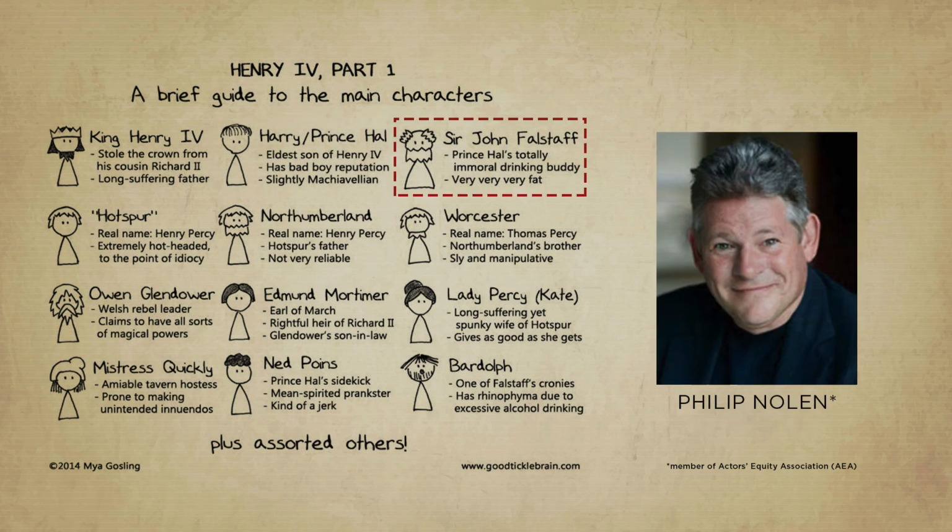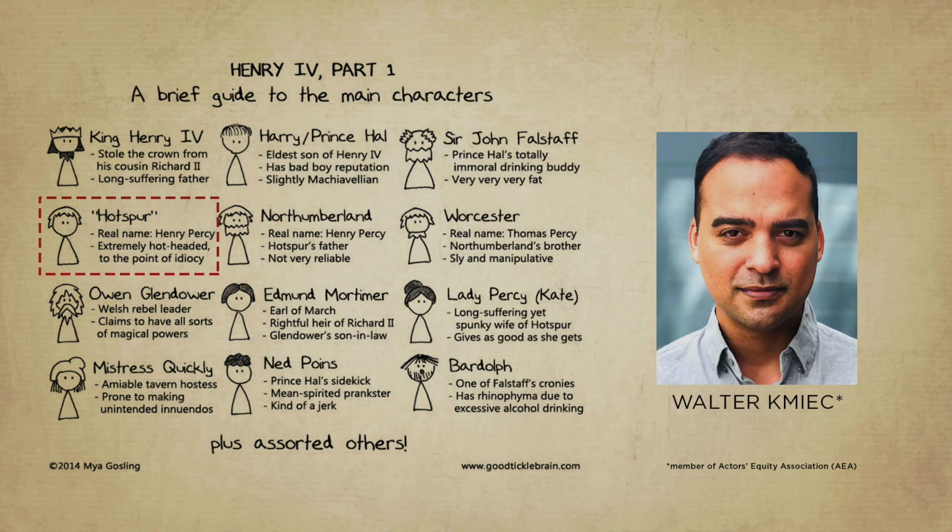He has a plan for how he's going to go from being a drunken wastrel to being the best king ever. Sir John Falstaff is Hal's absolutely immoral drinking buddy, played by Phil Nolan in our production, and he will do anything for a cup of sack, a kind of wine that was popular in England at the time. He takes all the money he's given by Hal to hire soldiers and wastes it. He spends almost nothing to hire a group of former criminals and thieves to go to battle instead, and he's very, very, very fat.